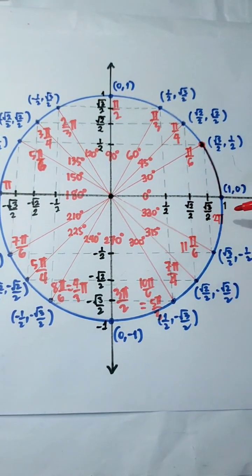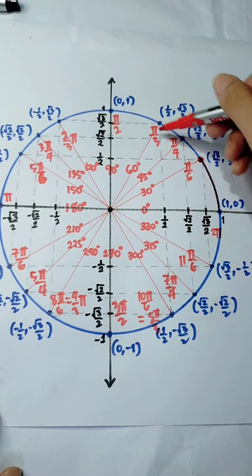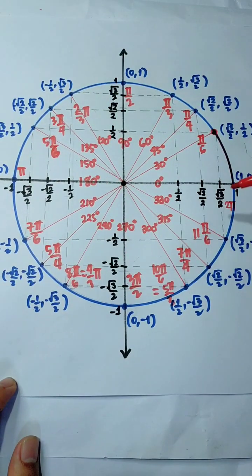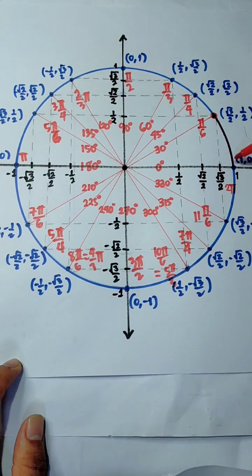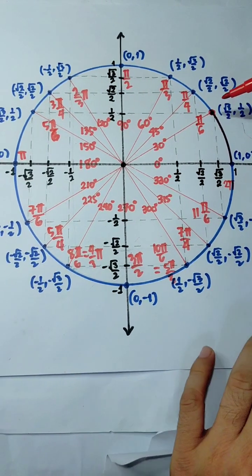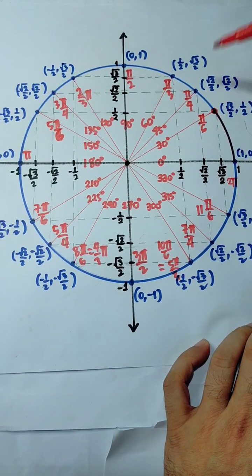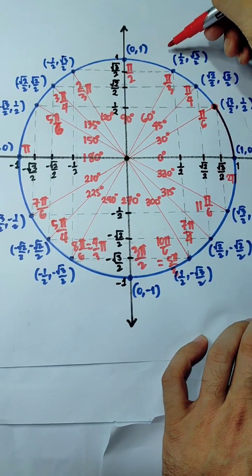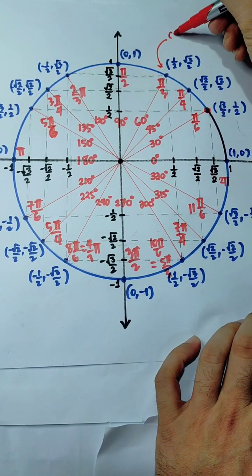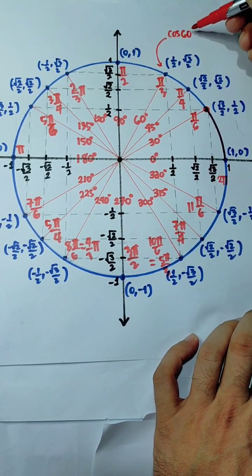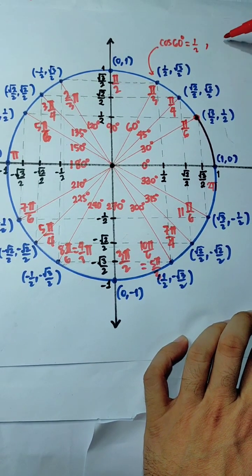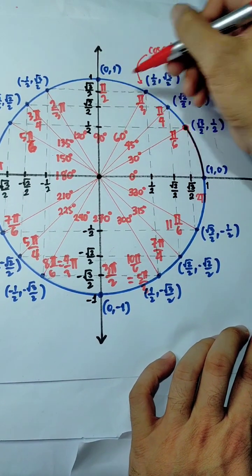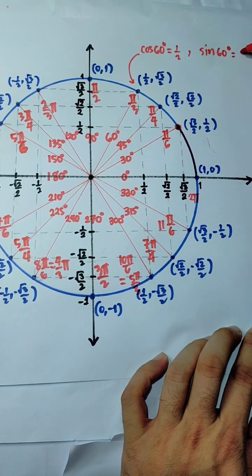All right, hence we have constructed our special angles using the arc lengths of the unit circle. Now I'm going to make a point here, say for example, 60 degrees. If you say cosine of 60 degrees is 1/2, and sine of 60 degrees is square root of 3 over 2.